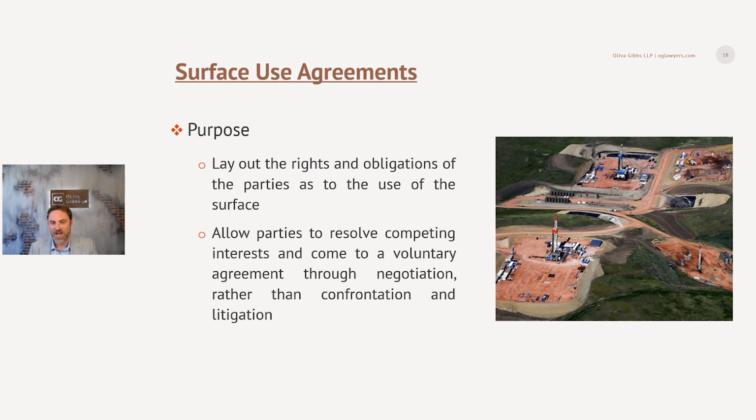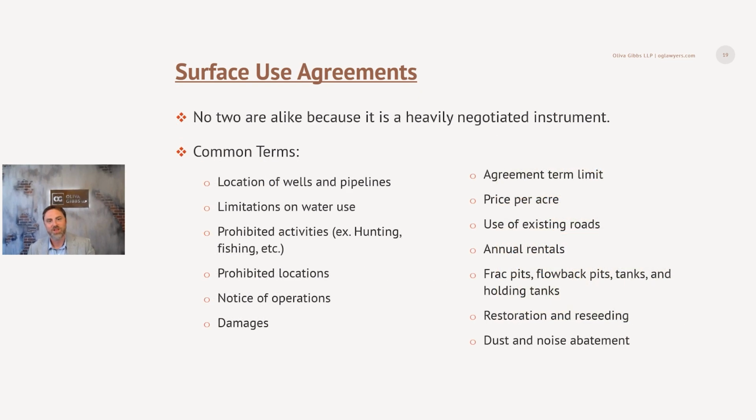So obviously, I think I've touched on this enough that everybody probably understands that the idea here is to work out a lot of these issues on the front end, allow parties to resolve competing interests, come to a voluntary agreement rather than through confrontation, litigation, or relying on Surface Owner Protection Acts or things like that to protect their interests. These are heavily negotiated. I've got a whole laundry list of terms here that you might commonly encounter in a surface use agreement. These are often going to be very tailored to the particular owner of the tract.